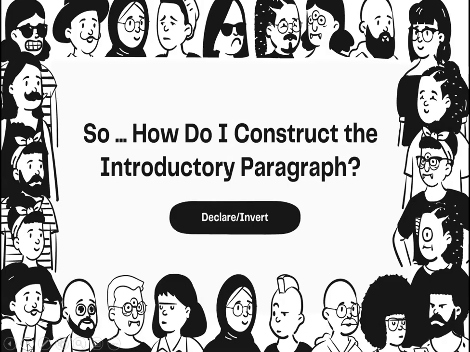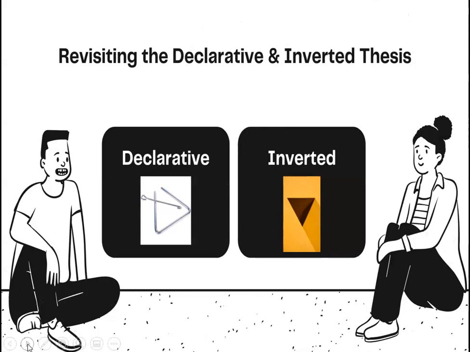So the immediate question is, as we move into the templates and the heuristics, how do I construct the introductory paragraph? And as always, you can declare or invert. So let's unpack what I mean by that. Always, when I introduce the templates and the heuristics to the students, I give them some pretty tight parameters. And here's the reason why.